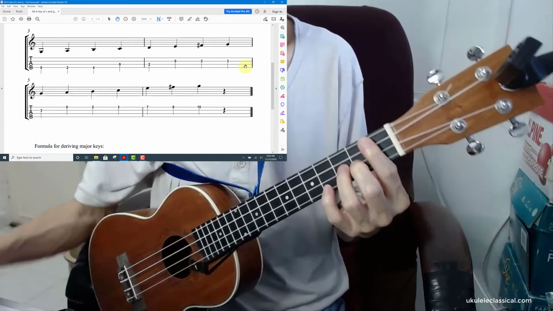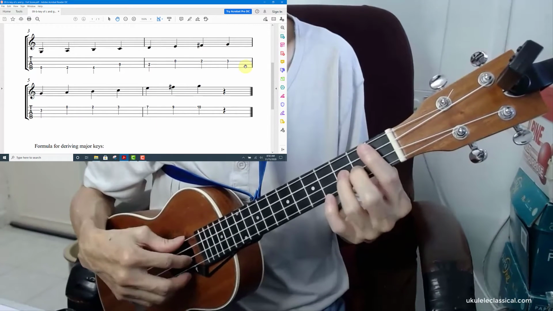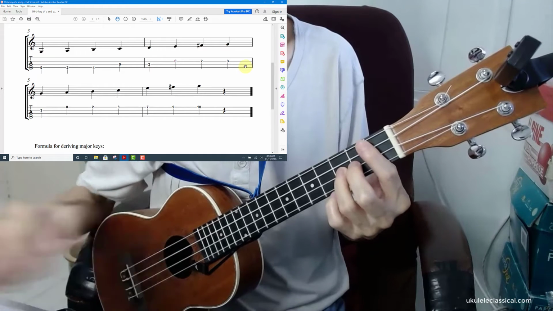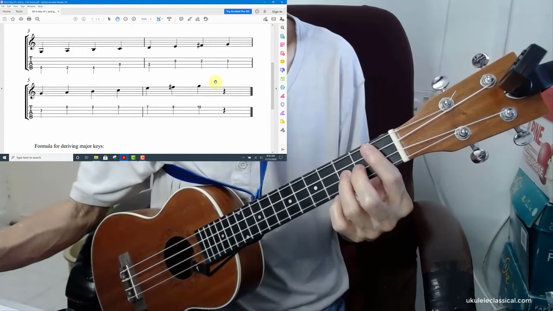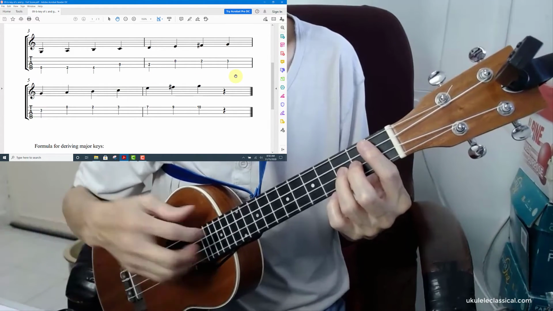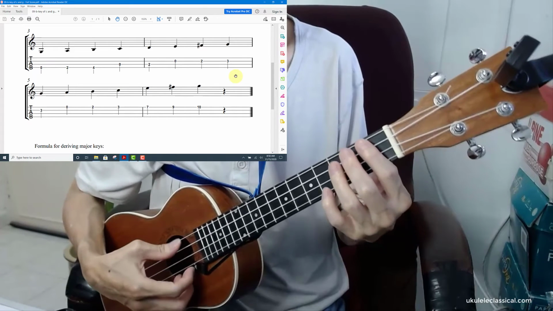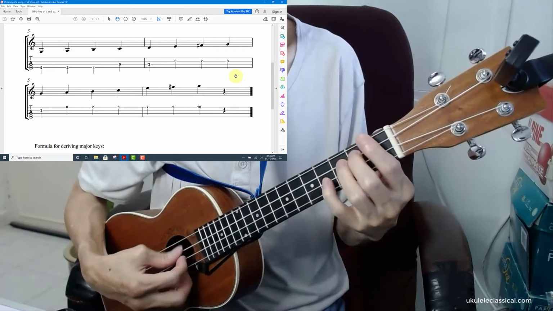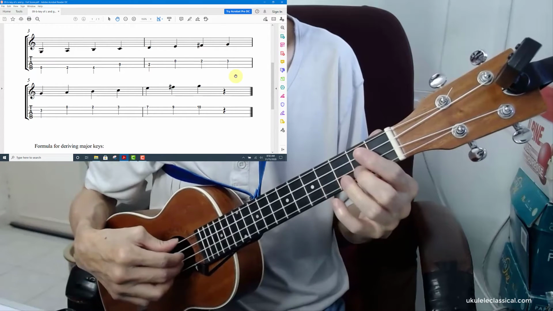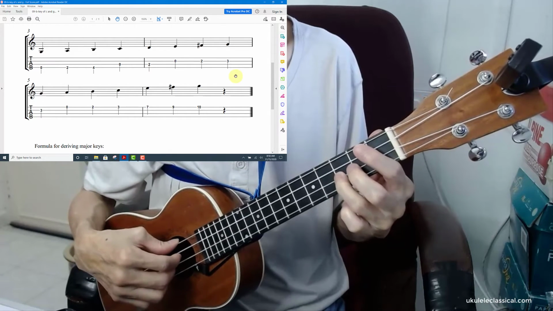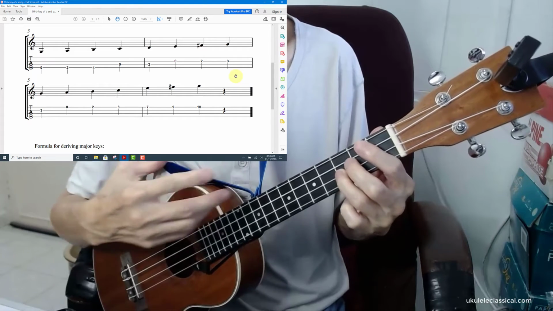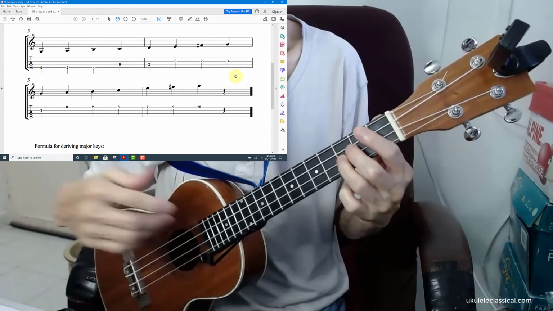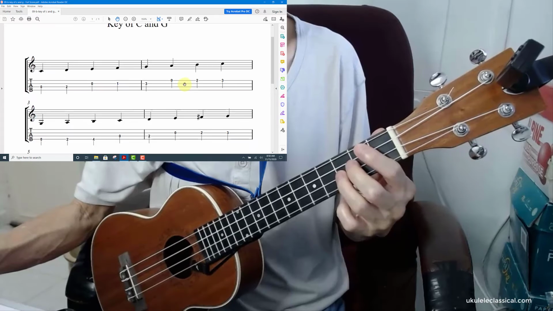So from here to here is G. So if you were to play from the beginning, from here to here, you will get the familiar do, re, mi, fa, sol, la, ti, do, same as C.